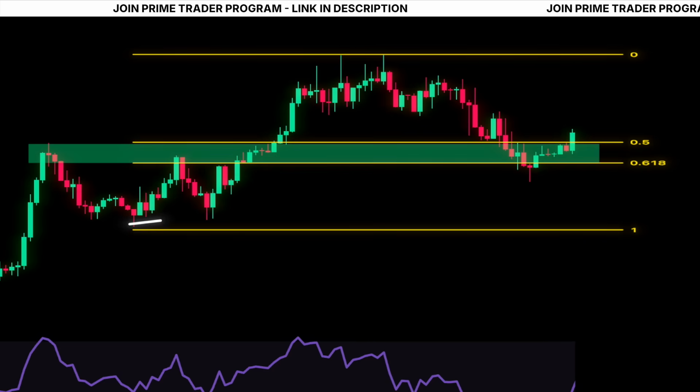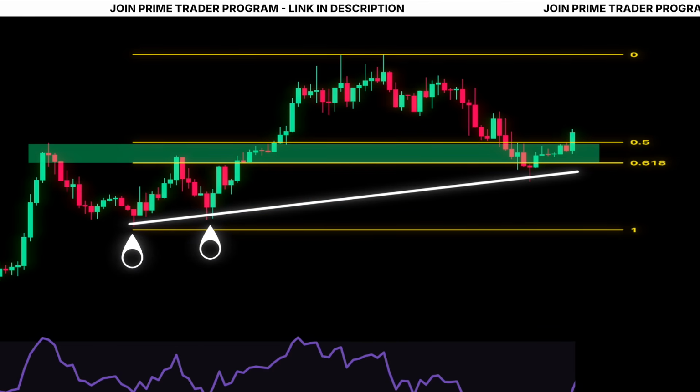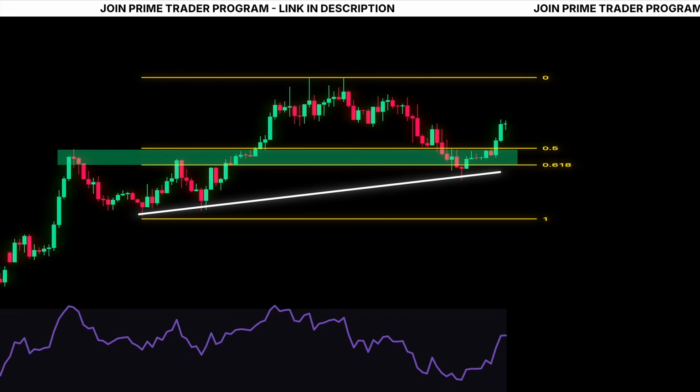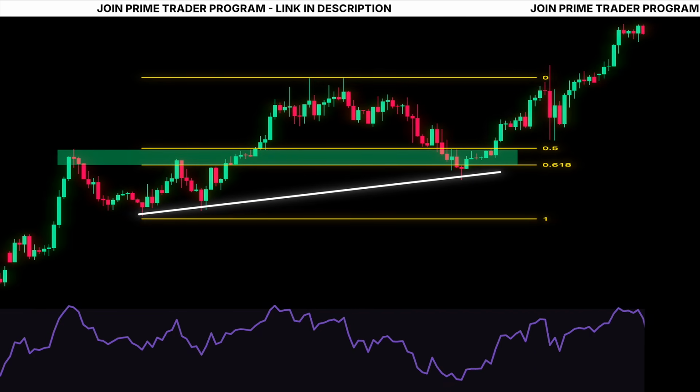We can also draw a trend line stretching from these 2 points that coincides with this pullback. When multiple concepts line up like this, it usually leads to powerful moves.